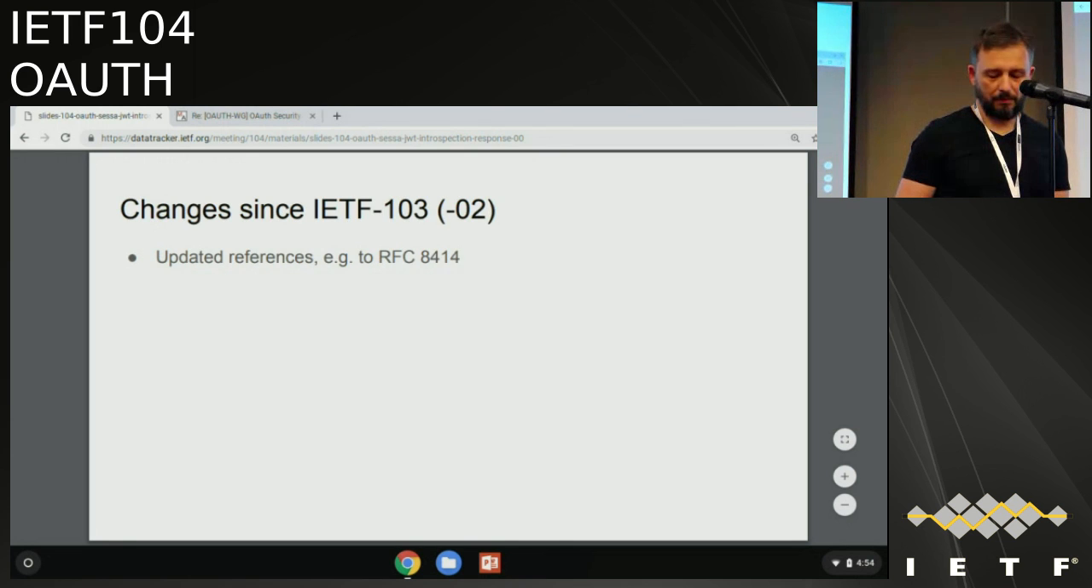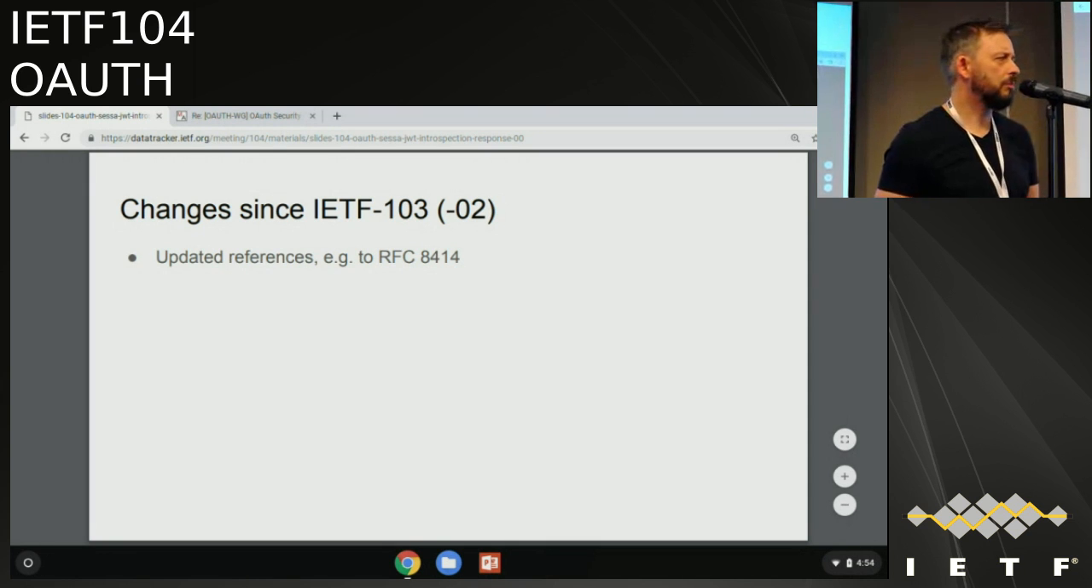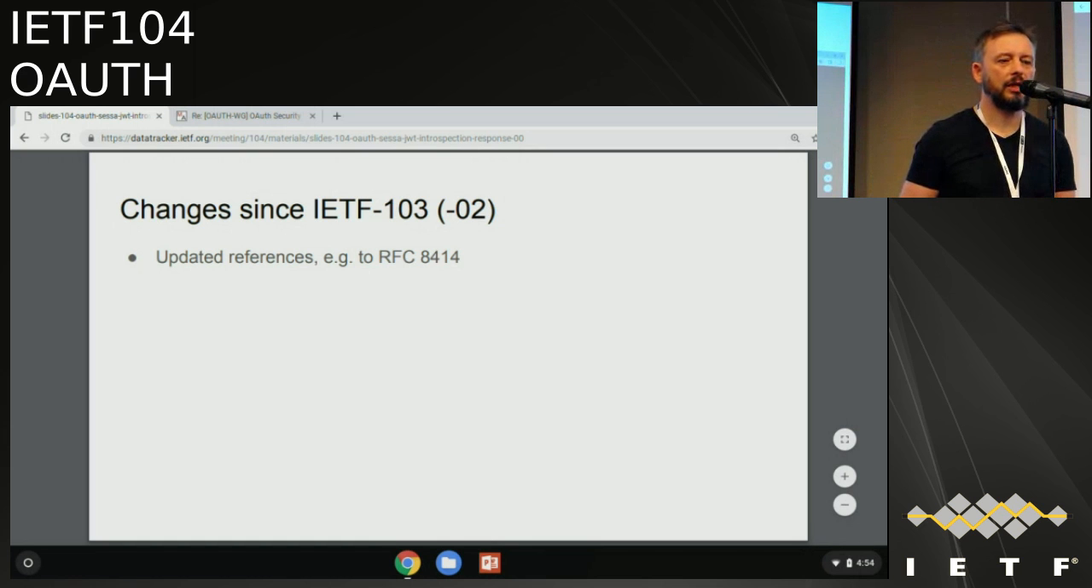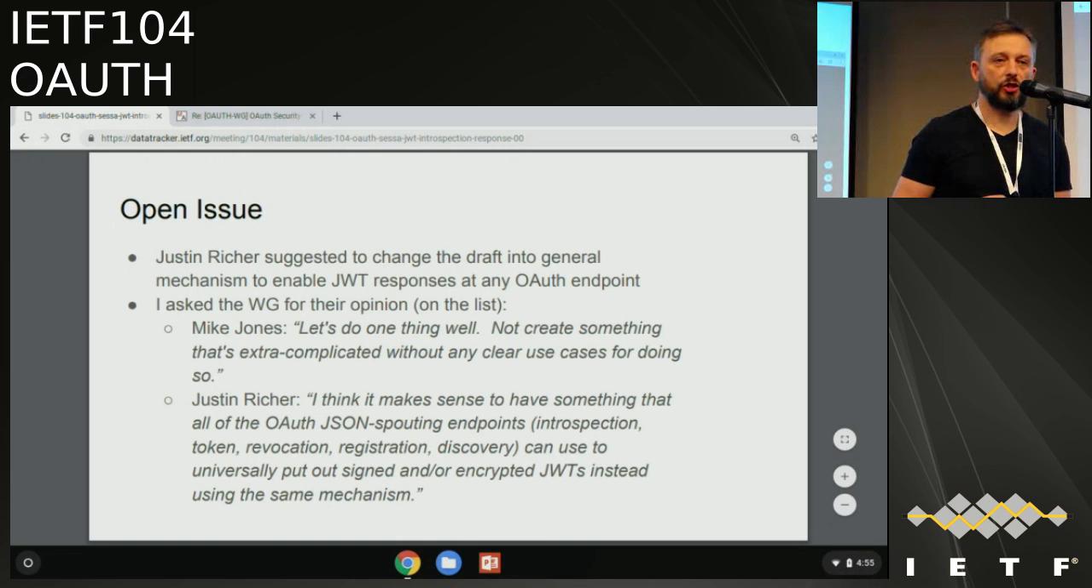The draft was adopted, I think, mid last year as a working group item, and we haven't had much changes since Bangkok. Basically, we updated some references, for example, for the server metadata, but the draft is here. It's a rather small draft, a rather simple draft. It's being implemented, it's being used, but not many changes. There's one open issue with that draft, and I would like to bring that to your attention. I would like to get your advice on that.